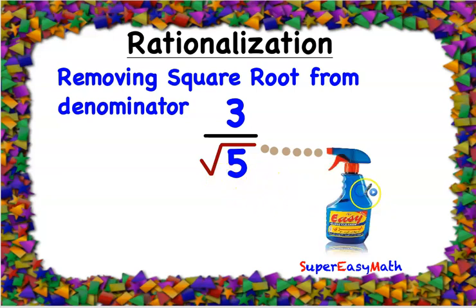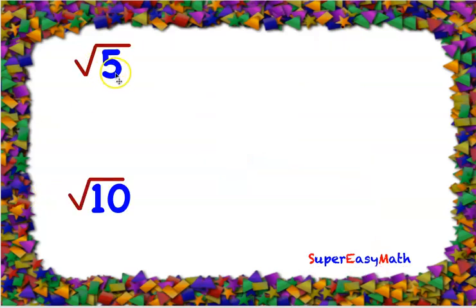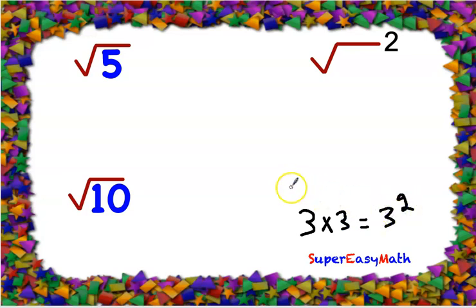Can't we just use a spray? Let's see. We said before that square and square roots are opposite. So the only way to remove this square root is to have a square here, like that. But how can we do that? Suppose that we have 3. To get a square, we multiply 3 by 3, we will have 3 square. The same for minus 5. So minus 5 multiplied by minus 5, we will have minus 5 square.